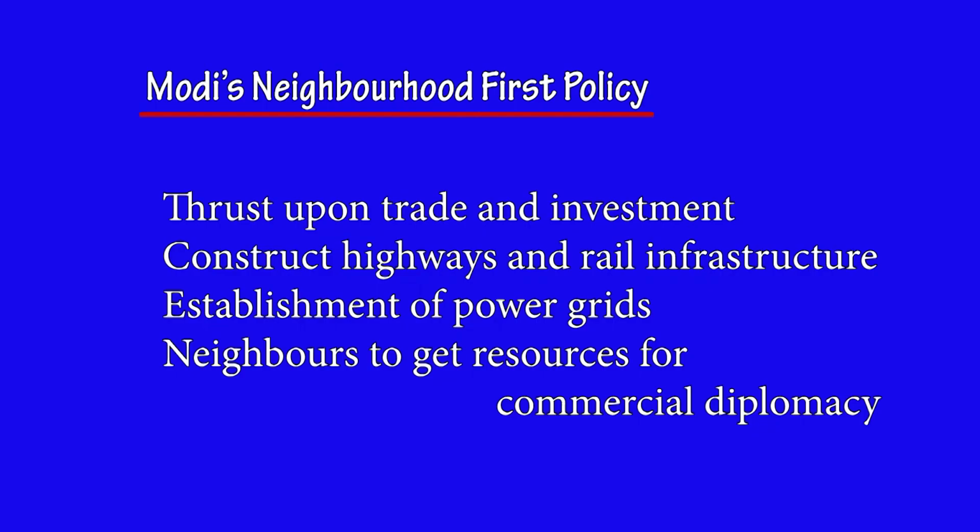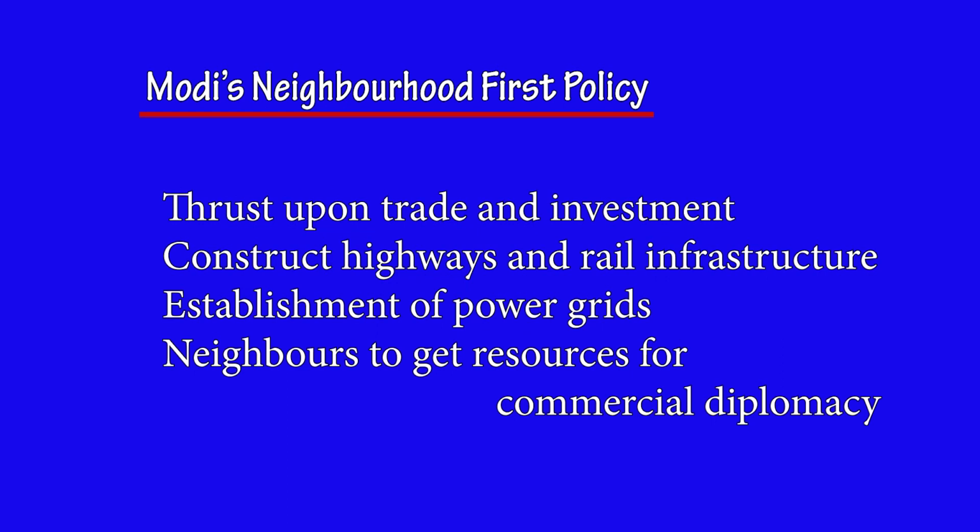Connectivity is the key to a number of problems. It is the panacea of all kinds of problems here. So, the construction of highways and rail infrastructure was a very important point in Modi's Neighbourhood First policy, and the establishment of power grids, because power is very important in today's technological world. So, neighbours would now get resources for commercial diplomacy too. These were the striking changes. Whether Modi succeeded in his venture will be analyzed in the future. Now, the question comes from here: when was the Gujral Doctrine announced?